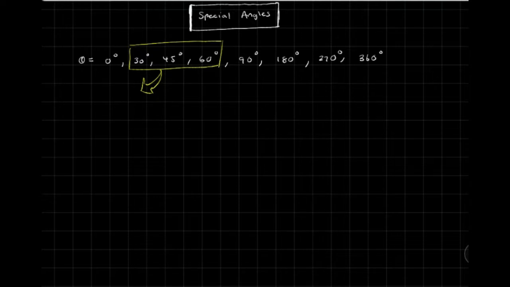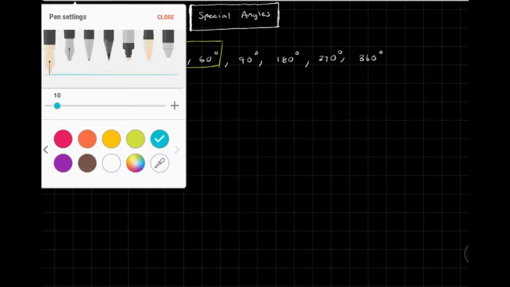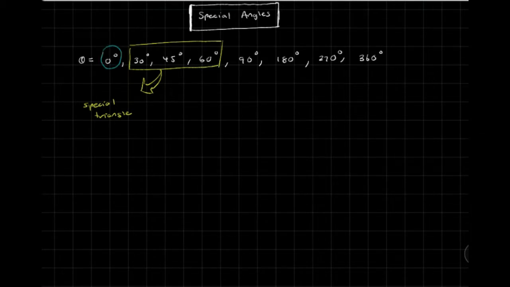We can find the exact value of these ratios by using something called a special triangle. Okay, so we're going to be using a special triangle for these three values to demonstrate that. And then for these other values left over, the 0 degrees, the 90 degrees, the 180, the 270, and the 360, we're going to be using something called a unit circle. So I'm going to start with the demonstration of these special triangles, and then we'll take a look at the unit circle, right?